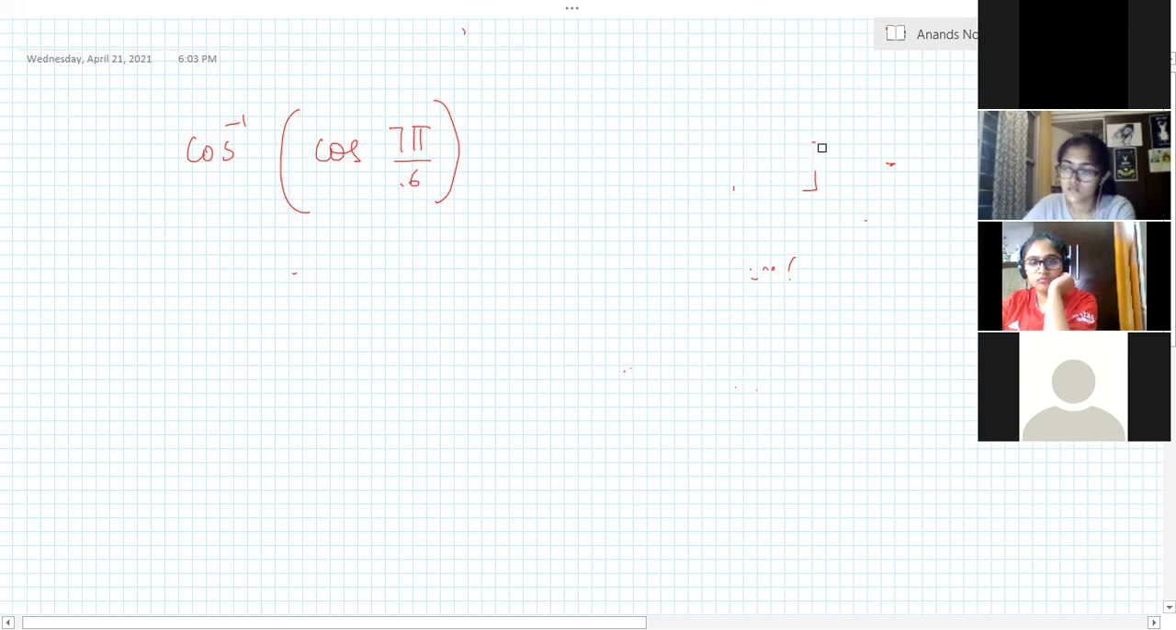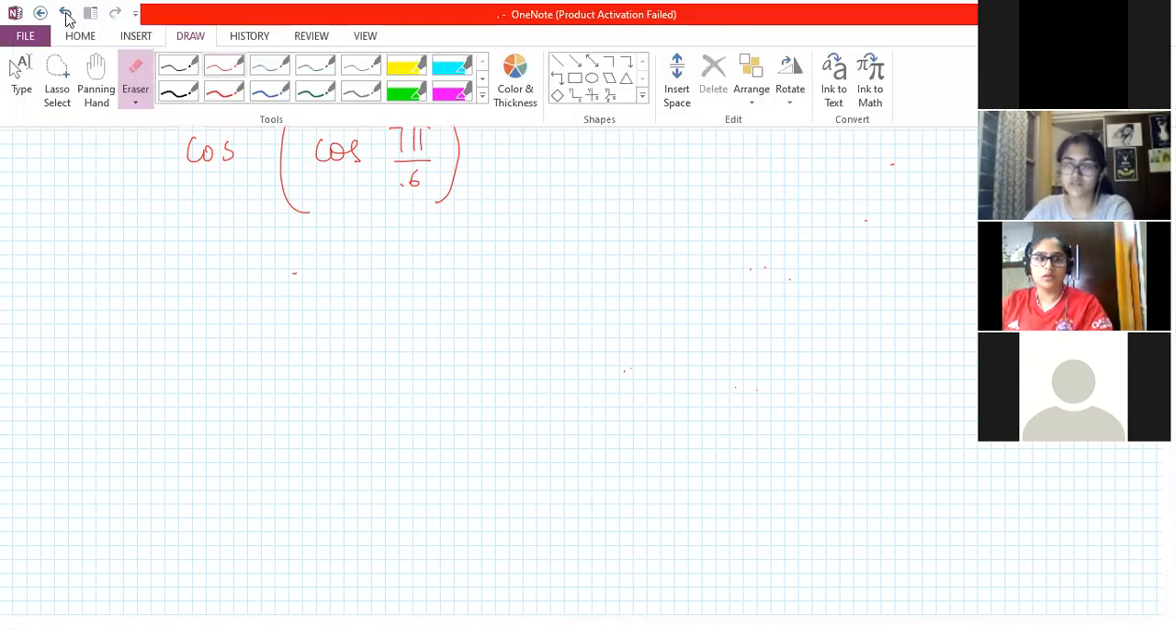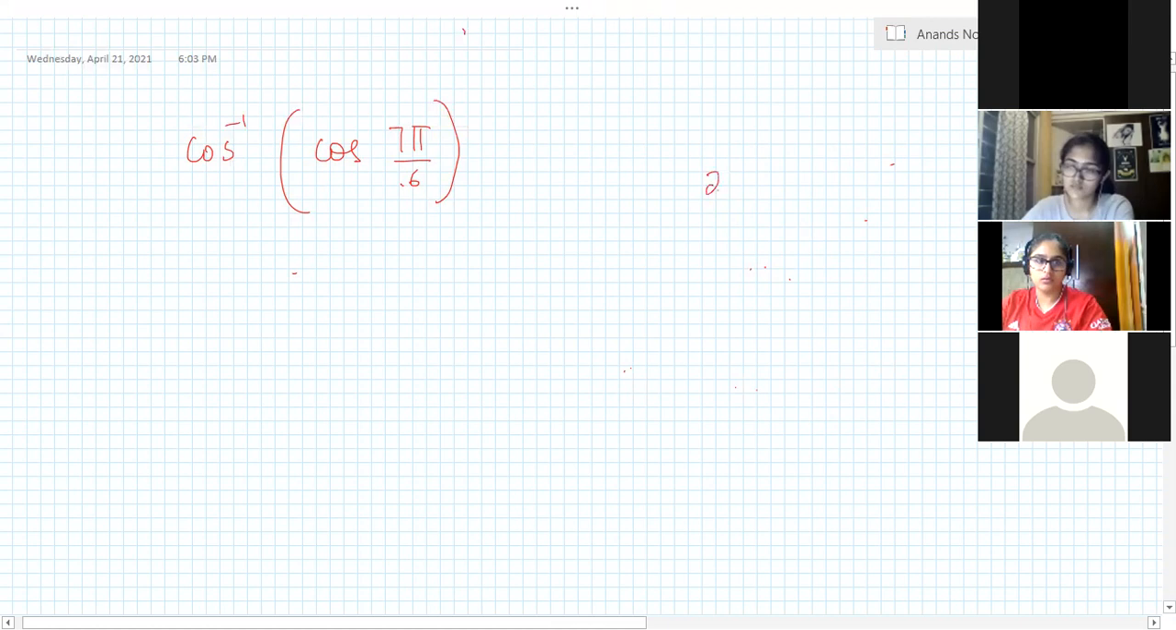What about cos of 360 minus theta? Will that work? Can we check? Yes, sir, it'll give us a positive value. 2 pi minus 7 pi by 6. It will be 12 pi minus 7 pi by 6, which will be 5 pi by 6. Do you agree? And this belongs to 0 to pi.